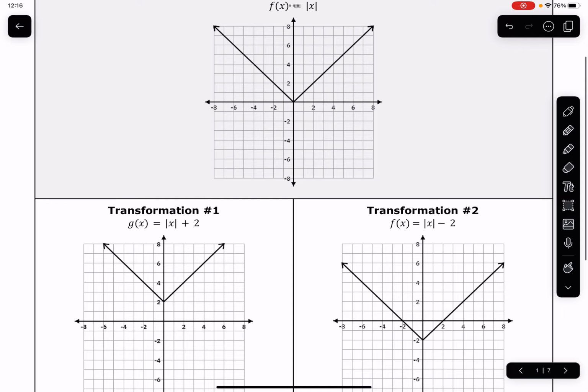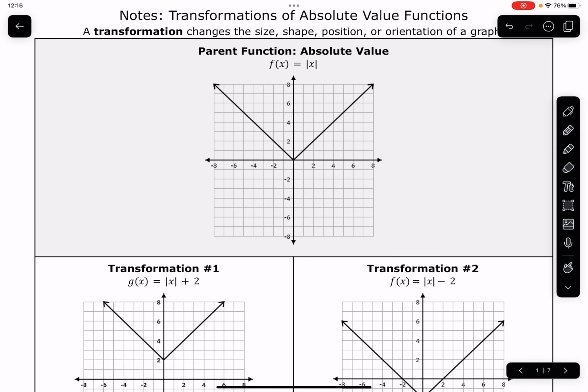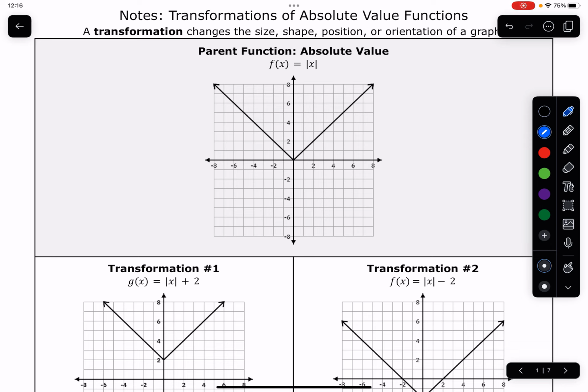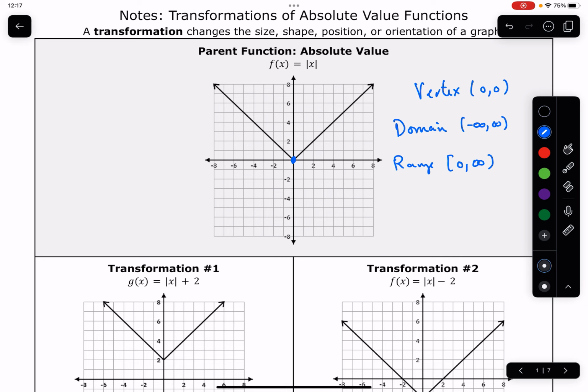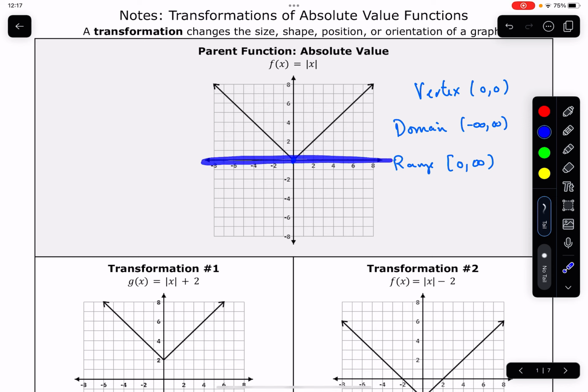The original parent function has a vertex at 0, 0. And the domain is from negative to positive infinity. The range right now at its parent position is all of the y values from 0 to positive infinity. Because again, as you clearly see, this graph exists no lower than this blue line and only exists above it. The v is pointing upwards, and it can only be found above this line, which is at y equal to 0, all the way to positive infinity.